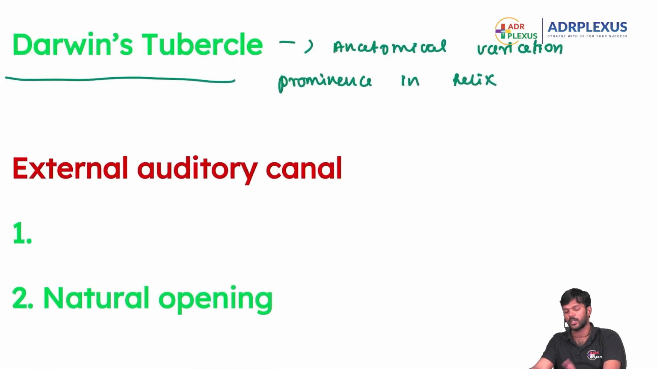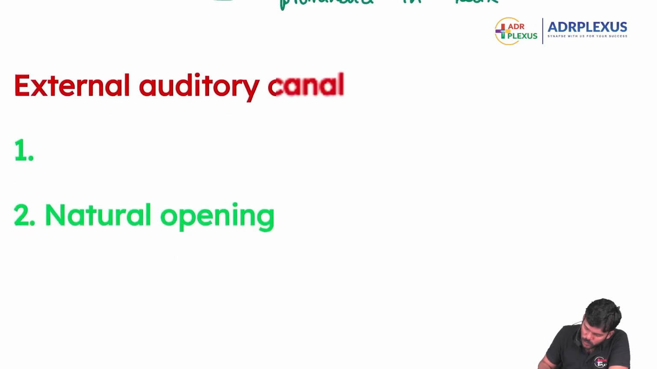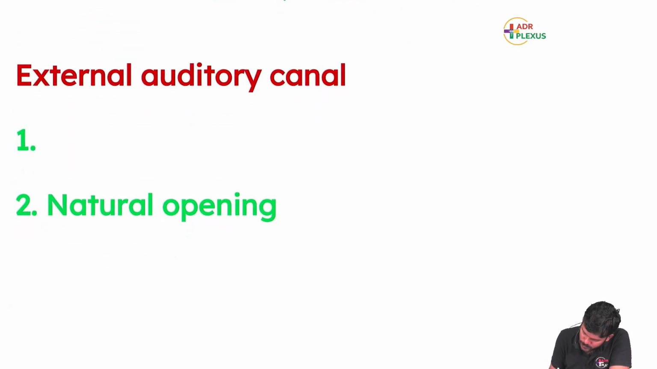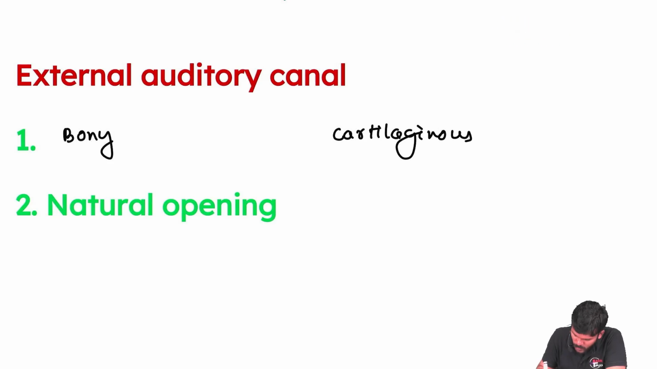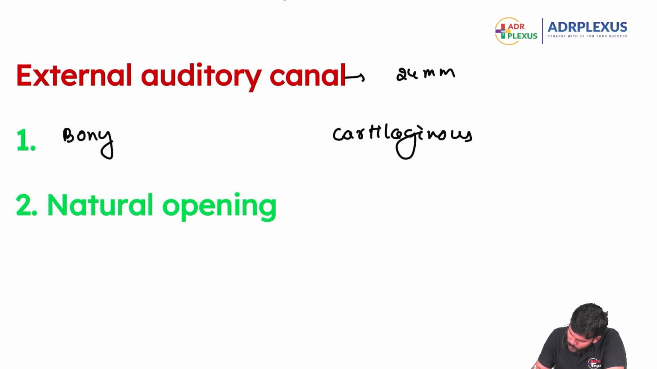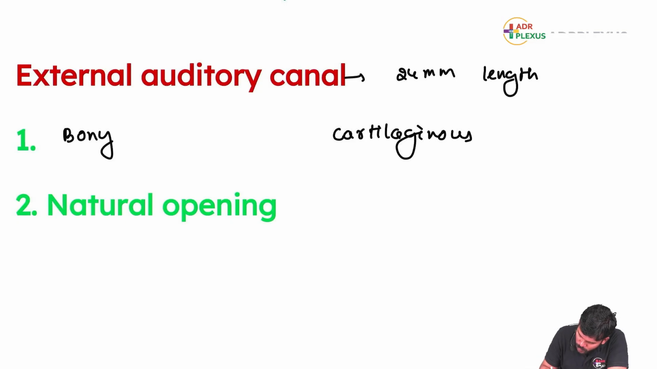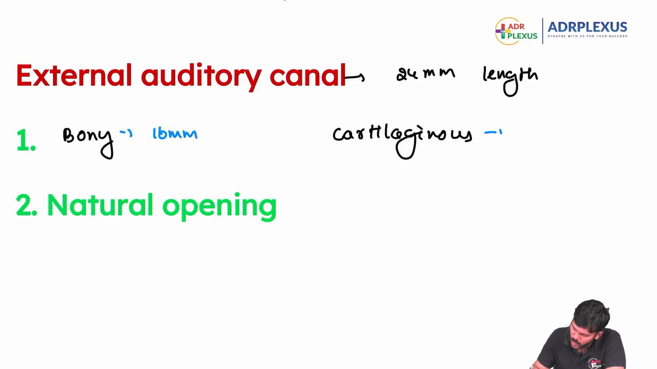We will enter into the external auditory canal anatomy. The external canal is divided into two parts: the bony part and the cartilaginous part. Totally the external canal will be 24 millimeter in length, out of which bone will be 16 millimeter and cartilage will be 8 millimeter.